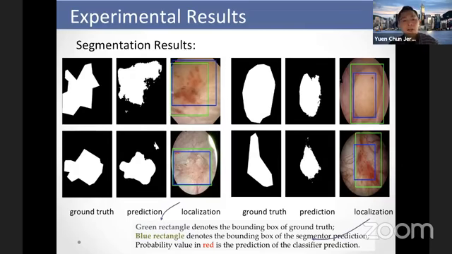The middle part is what the computer has identified as abnormal. And then the third column is the real image that we're looking into. So you can see there's a considerable overlap of the ground truth and the prediction. So it's relatively reliable in this sense. The green rectangle denotes the ground truth area. The blue rectangle is what the computer has identified.